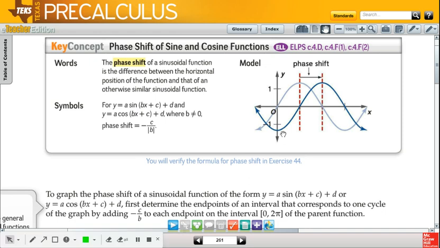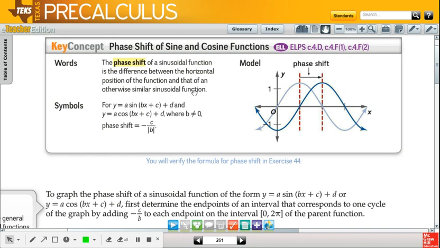All right, so we're going to talk about the last part of the sine and cosine function, which includes the transformation, the phase shift of sine and cosine function. Now, as the concept is stated in the textbook, the phase shift of a sinusoidal function is the difference between the horizontal position of the function and that of an otherwise similar sinusoidal function.